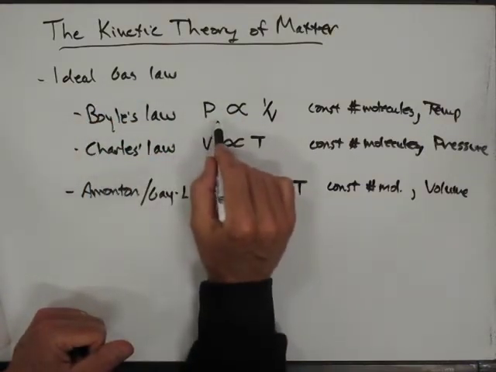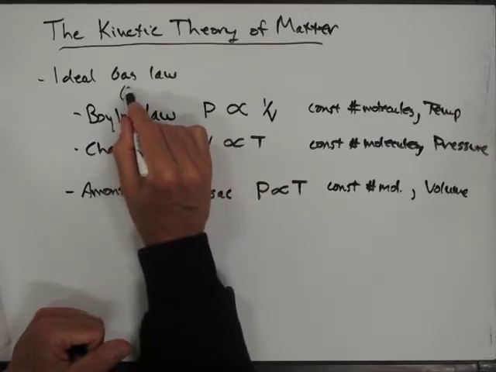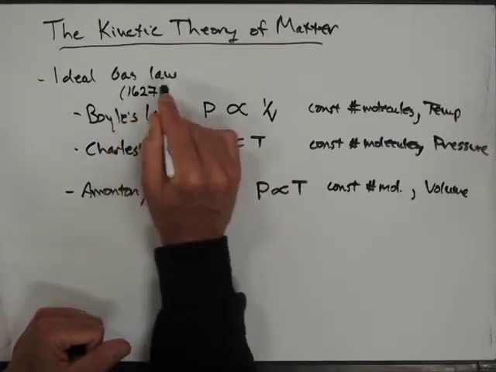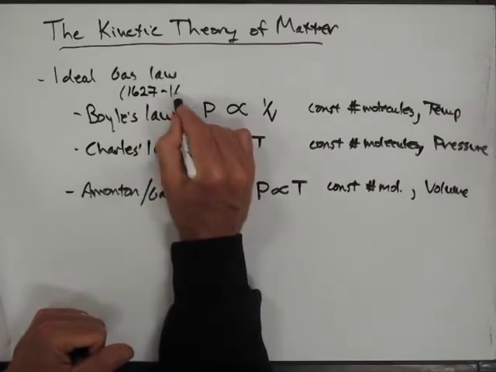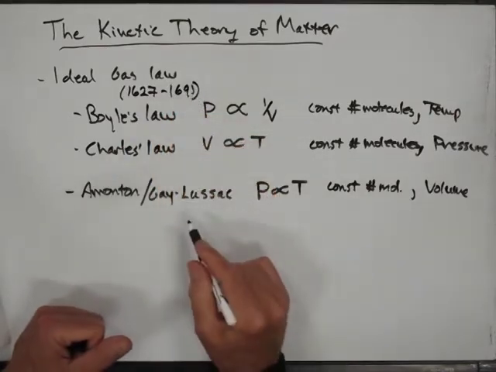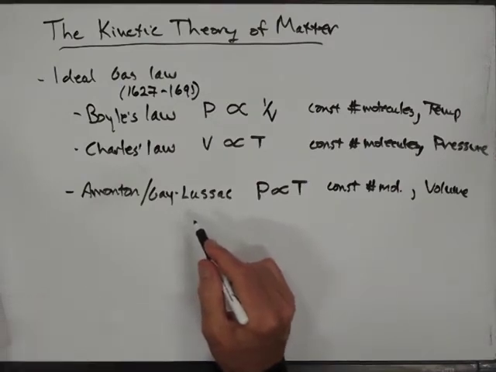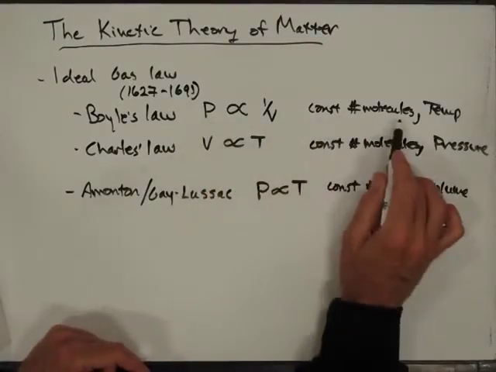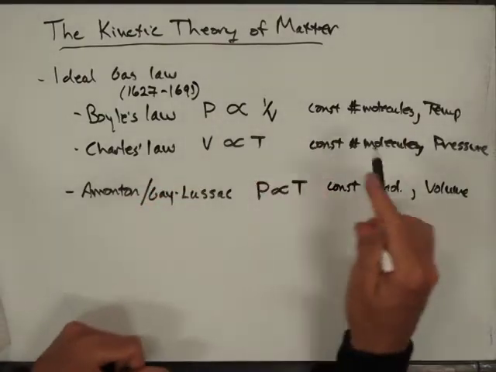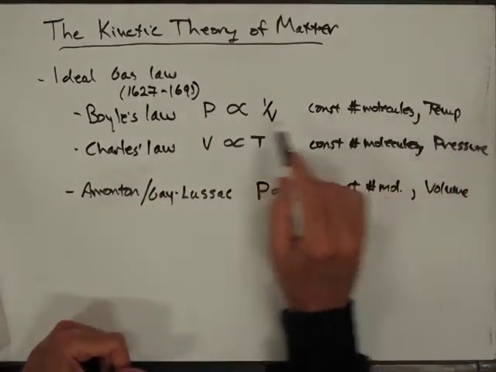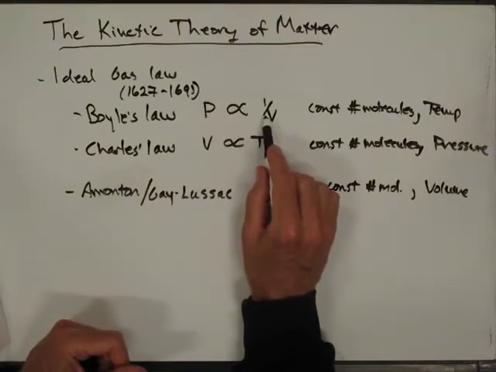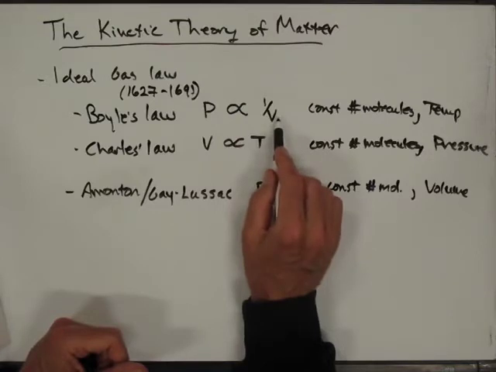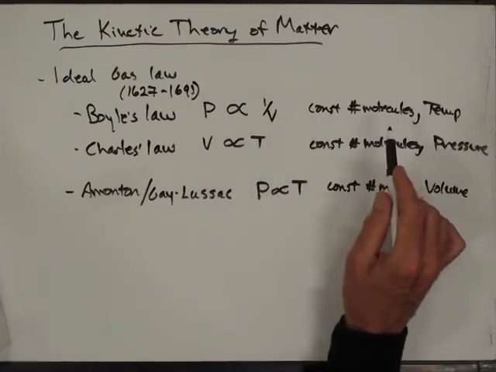Robert Boyle lived from about 1627 to maybe 1691, I think. And he contributed a bunch of things to physics and chemistry. But what he noticed was that if you kept the number of molecules constant, in other words, if you had a sealed container, and you kept the temperature constant, then pressure was inversely proportional to volume. In other words, if you increased the pressure, the volume got smaller. If you decreased the pressure, the volume got larger, if these two things were constant.